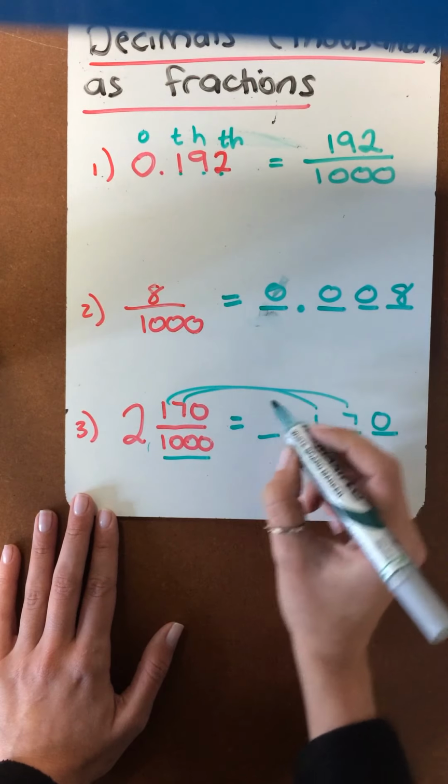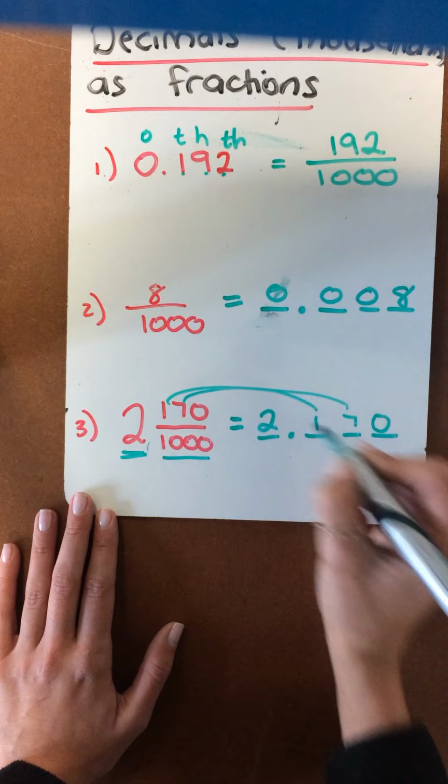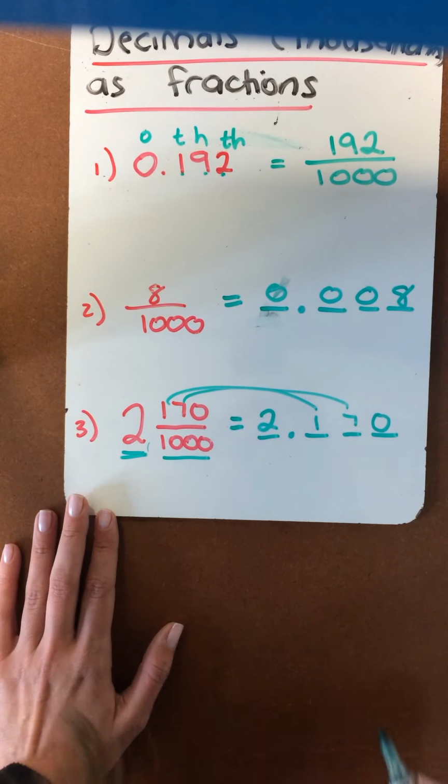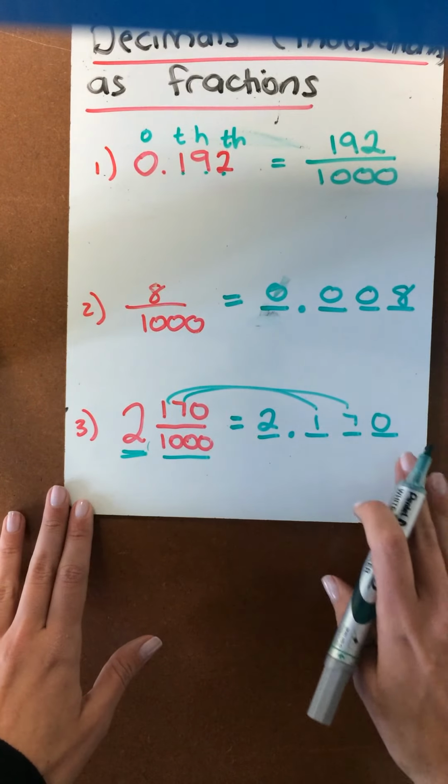Now, in my ones place, I actually have a whole number. I have a 2, so I can fill in my 2. 2.170 or just 2.17 would be my answer in this case.